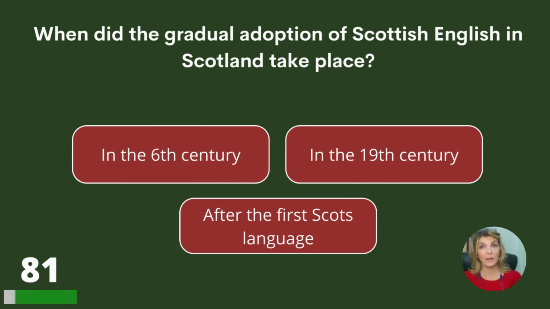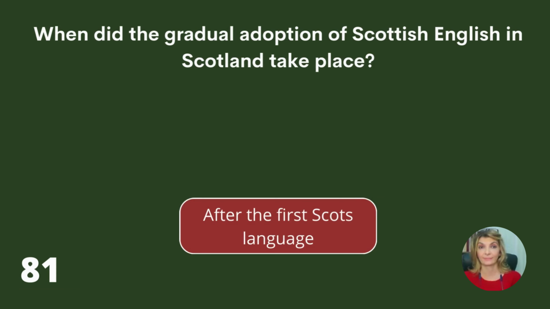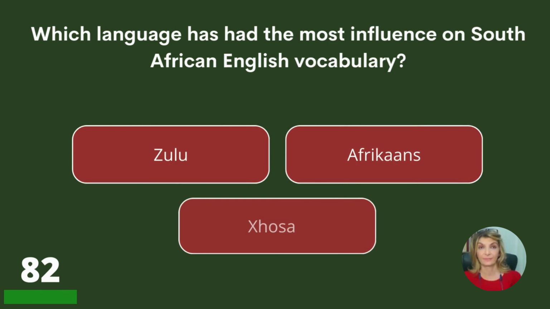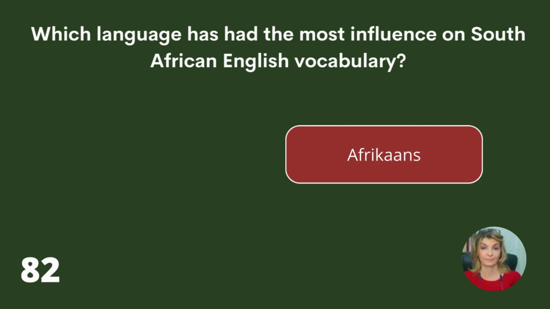When did the gradual adoption of Scottish English in Scotland take place? In the 6th century, in the 19th century, or after the first Scots language? After the first Scots language. Which language has had the most influence on South African English vocabulary? Zulu, Afrikaans, or Xhosa? Afrikaans.